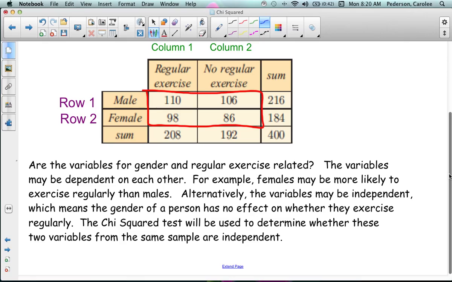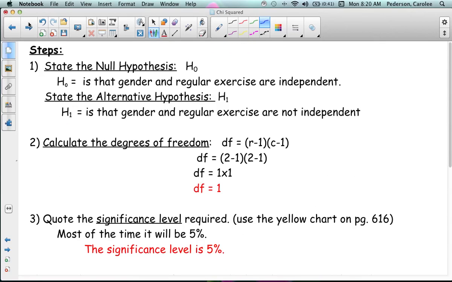The variables may be dependent on each other. For example, females may be more likely than males. That kind of explains what we're going to check for. So here are all the steps, the 7 steps broken down for this problem.